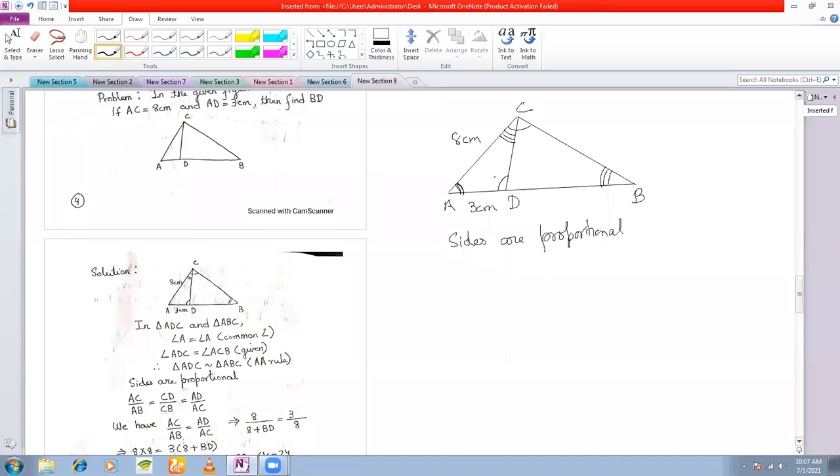So what sides are proportional? First of all, opposite to this angle is the side AC of the smaller triangle. So we write AC. For the bigger triangle, opposite to this angle here is the entire side AB. This entire side AB.